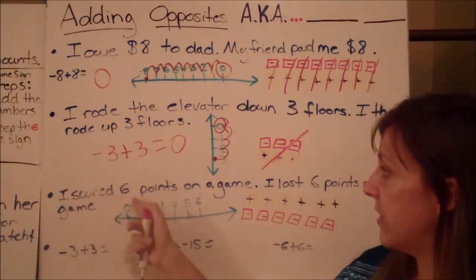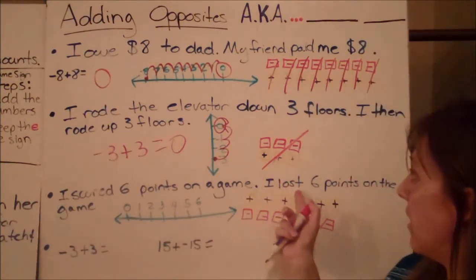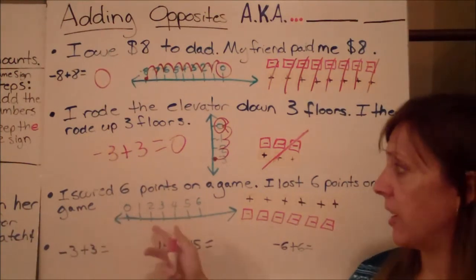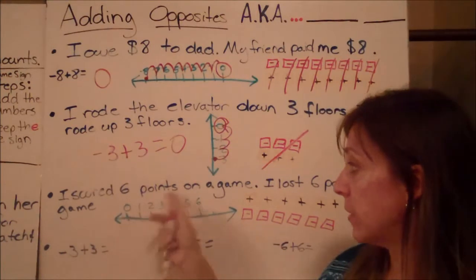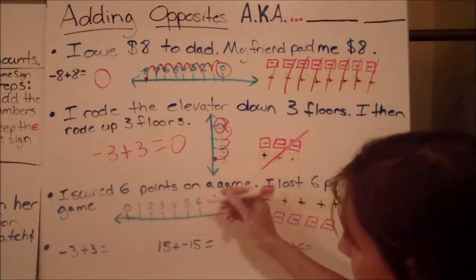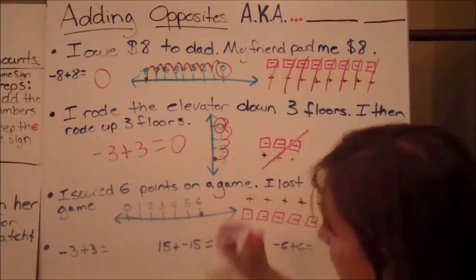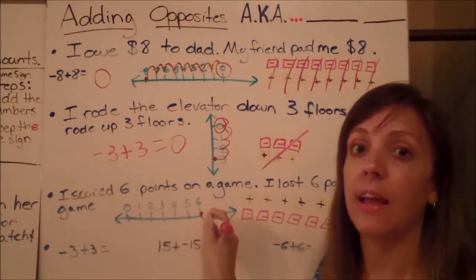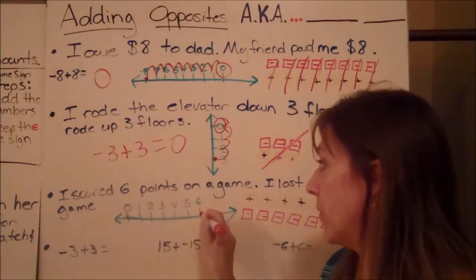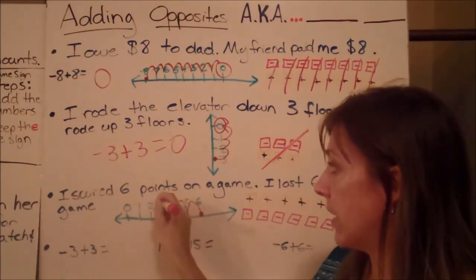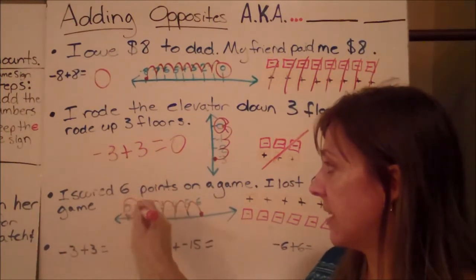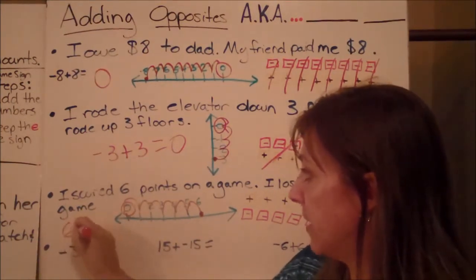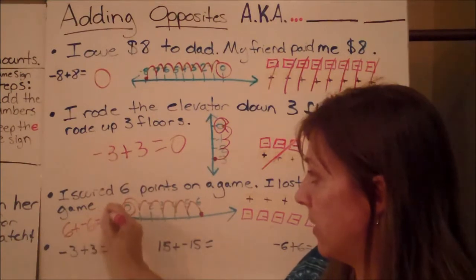I scored 6 points on a game. I lost 6 points on the game. So in this scenario, I have 6 points that I scored, so that's a +6, and I'm going to graph that on my number line. And then I lost 6 points, so I'm going to move in a negative direction. Left is least, so I'm moving to the left. 1, 2, 3, 4, 5, 6, and I end up at 0. So 6 plus -6 equals 0.